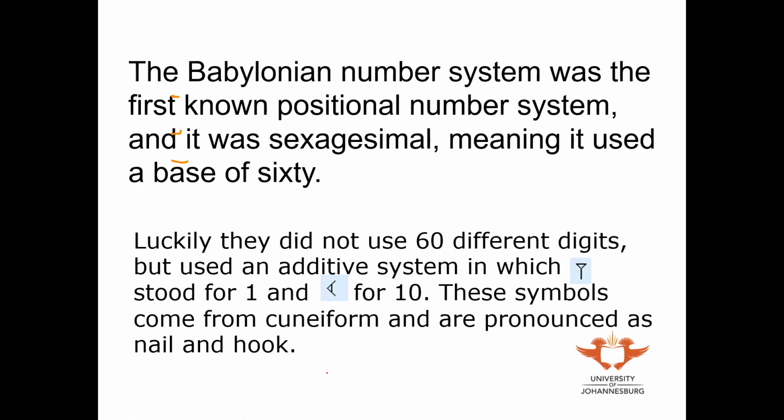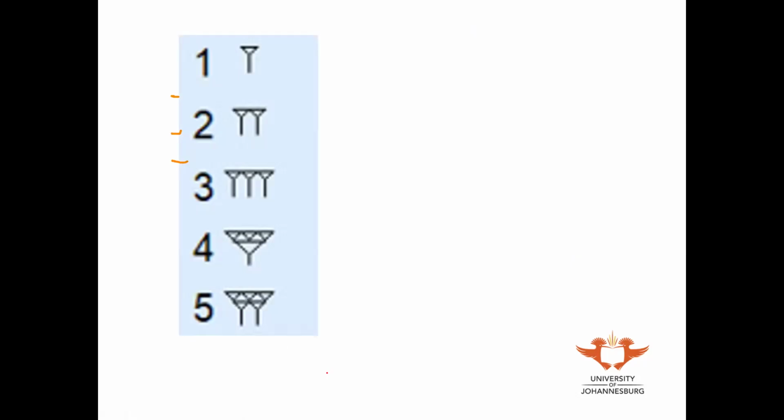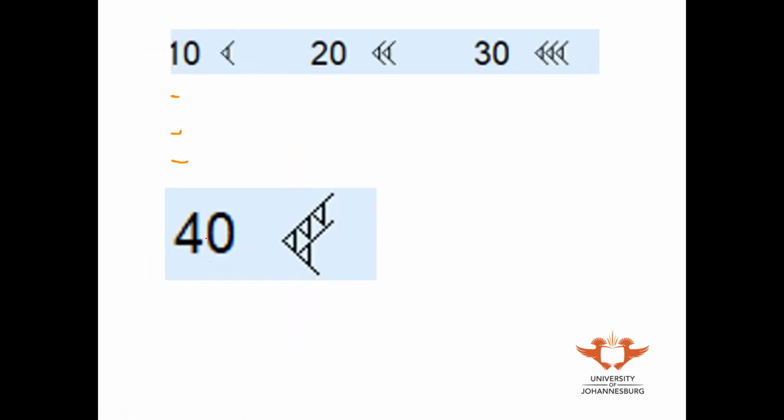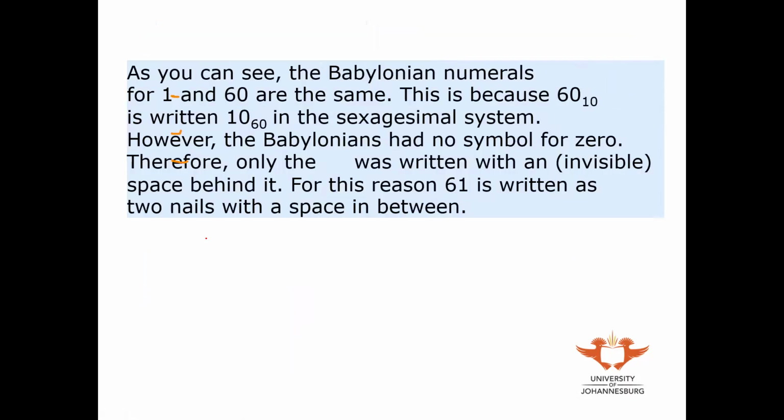They did not use 60 different digits, but used an additive system in which one symbol stood for 1, and another symbol stood for 10. And then they just combine these symbols to get the numbers. For example, if you look at this, I've got 1 there, then they put 2, then they put 3, they just keep on adding them, but in a different pattern, okay, to get the numbers, and so on up until 10. So based on what we are saying here, they had 60 digits.